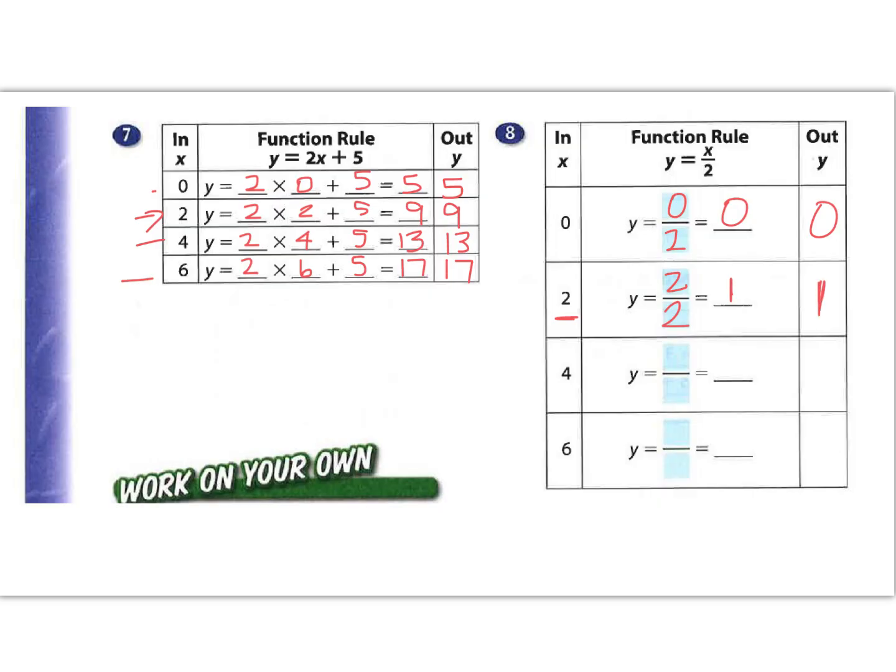Output is 1. The next one, x goes on top. 4 divided by 2 equals 2. Output is 2. And the last one is 6 divided by 2 equals 3, so our output is 3.